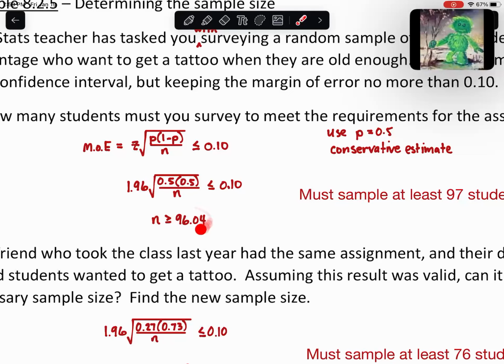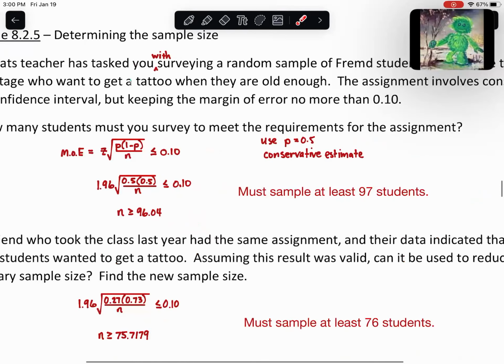So the rule with this type of problem is you always round up. Pick the next closest whole number that's higher than our cutoff here. My final answer, sample of at least 97 students. And you could do even more than that. If you're going to do 97, maybe make it a nice even 100.